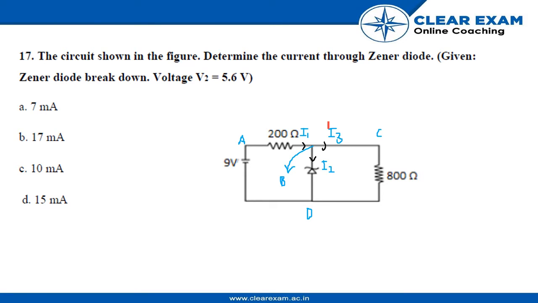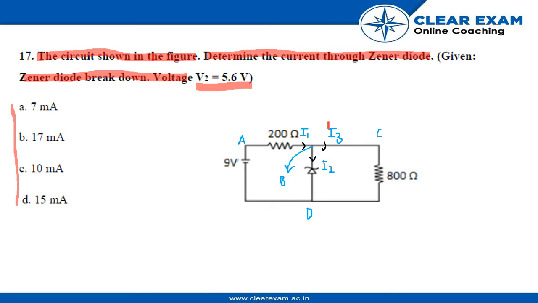So here in this question, the circuit is shown in the figure, and we need to determine the current through the Zener diode. And given the Zener diode breakdown voltage as Vz, which is 5.6 volts, and here are the four options for the current through the Zener diode.